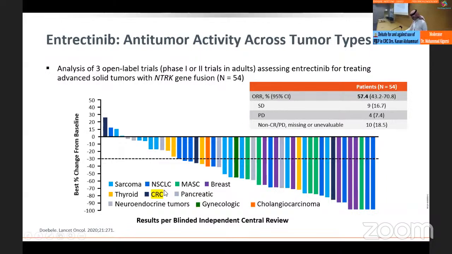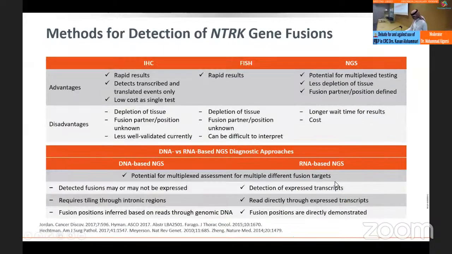Entrectinib also included patients with colorectal cancer, and these patients also responded based on this waterfall plot. So how do we test for NTRK? There is the IHC test, which gives you rapid results. It is relatively low cost. It may deplete tissue, and it is less well validated currently.